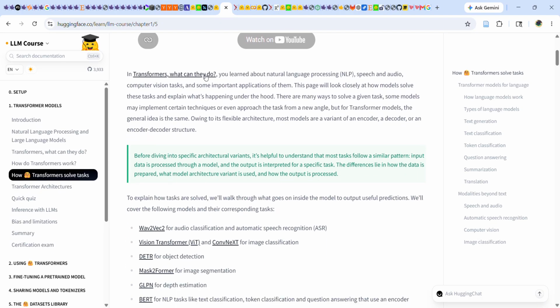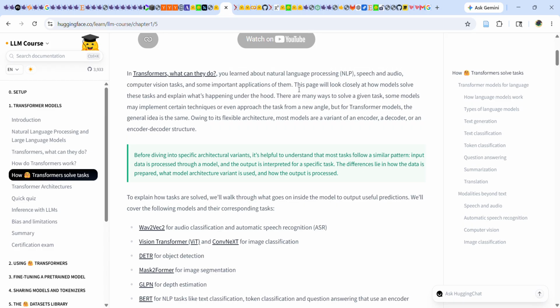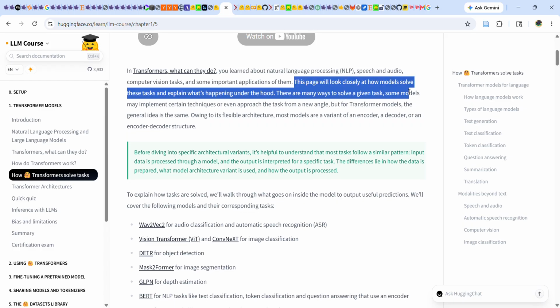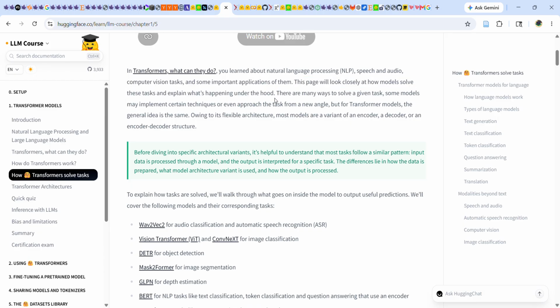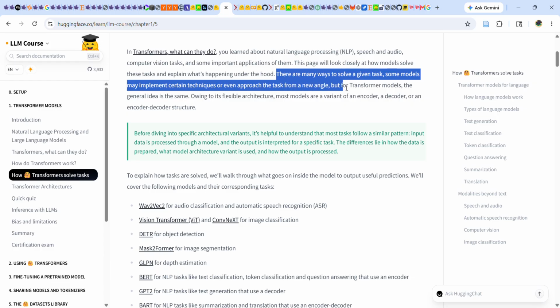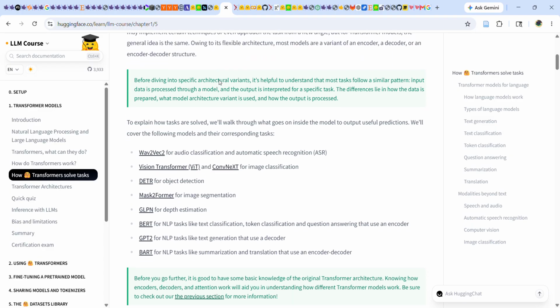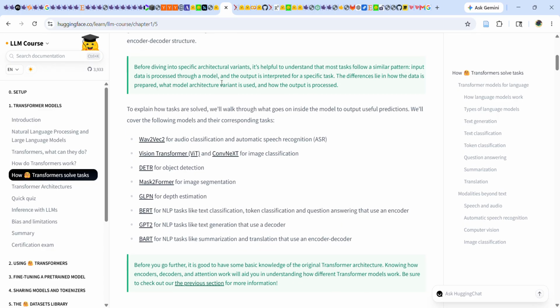So in transformers, what can they do? We learned about NLP, speech and audio, computer vision tasks, and some important applications of them. Now this page will look closely at how models solve these tasks and explain what's happening under the hood. There are many ways to solve a given task. Some models may implement certain techniques or even approach the task from a new angle, but for transformer models, the general idea is the same. Owing to its flexible architecture, most models are a variant of an encoder, decoder, or encoder-decoder architecture.